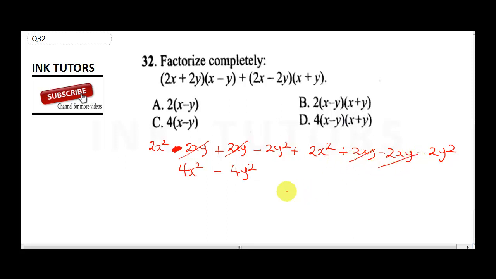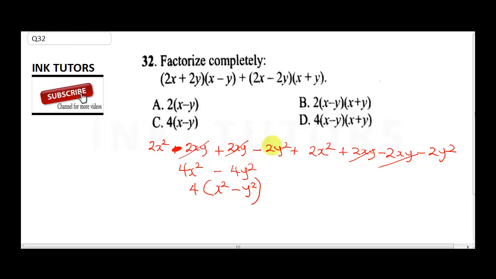So now we can say 4 into x squared minus y squared. Now, is that our final answer? No, because you should understand that this is a difference of two squares. If you don't understand difference of two squares, watch my previous video on difference of two squares.